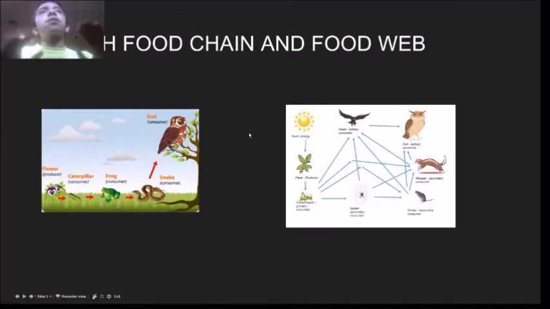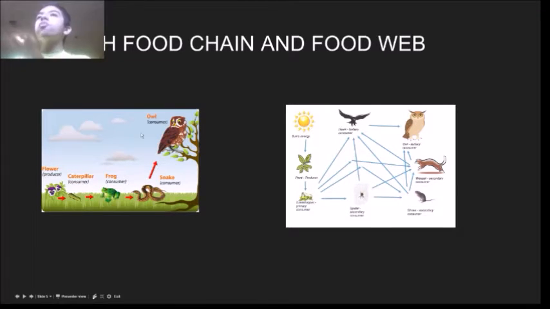So next we have the food chain and the food web. Now, I decided to give you guys both the food chain and the food web because, hey, I love my viewers, so I had to show them both so they understand them. So the food chain pretty much shows one specific set of energy being passed. So here you have the flower gaining energy, moving to the caterpillar, moving to the frog, which moves to the snake, and finally the owl.